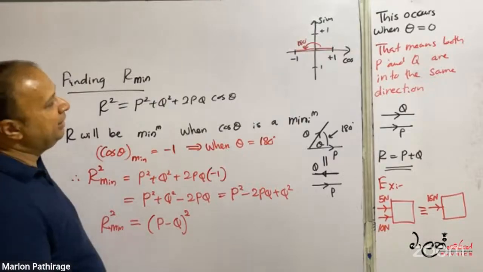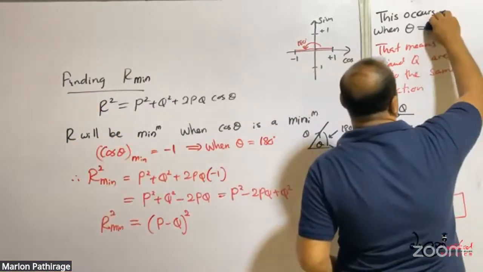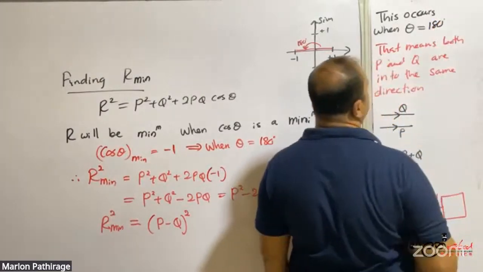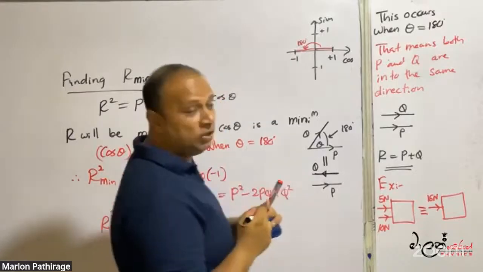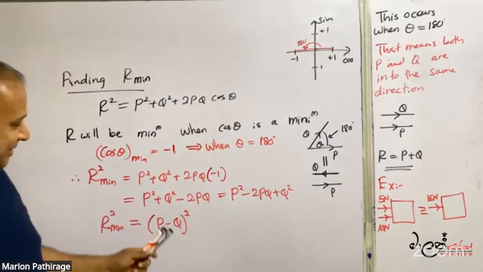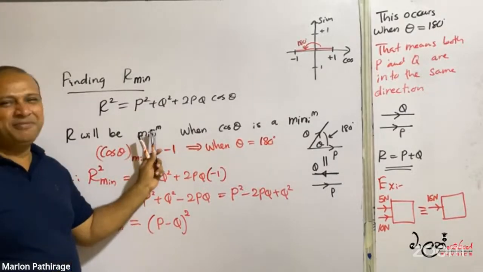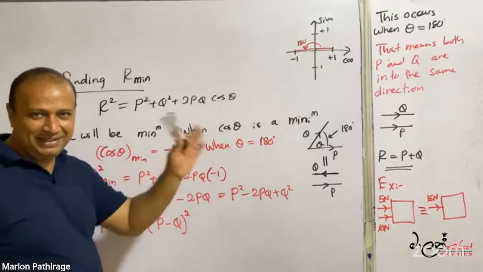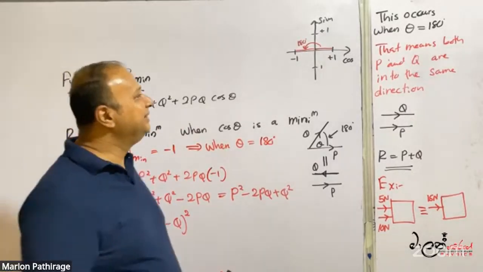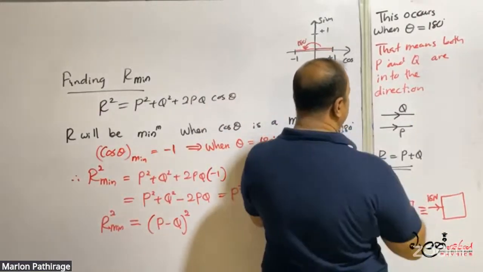That means this occurs when theta is equal to 180 degrees. That means both P and Q are in the opposite direction. This is a short term. For the minimum, instead of writing the entire word, I just shorten it. That means both P and Q are in the opposite direction.